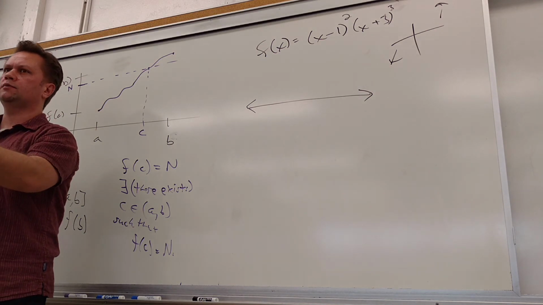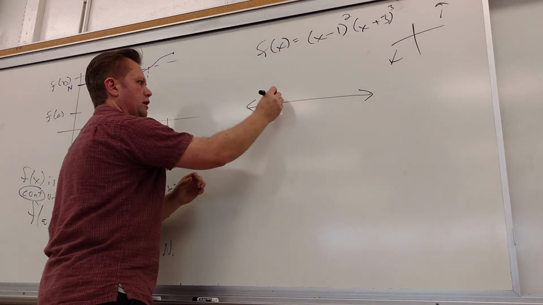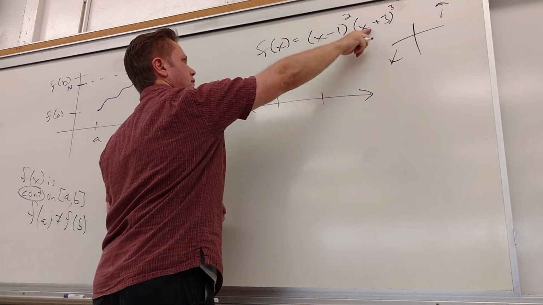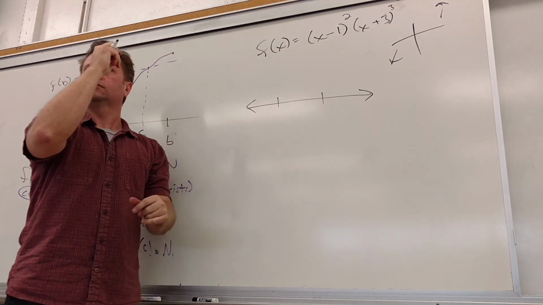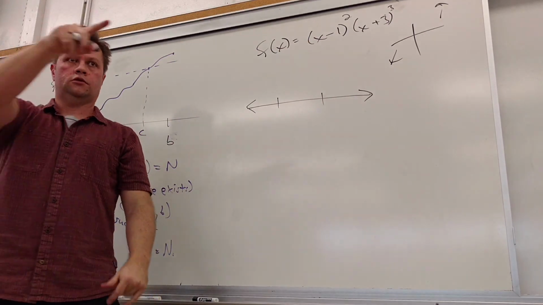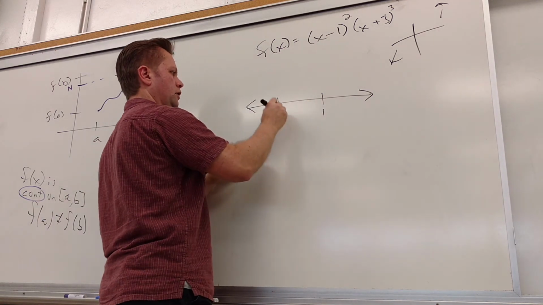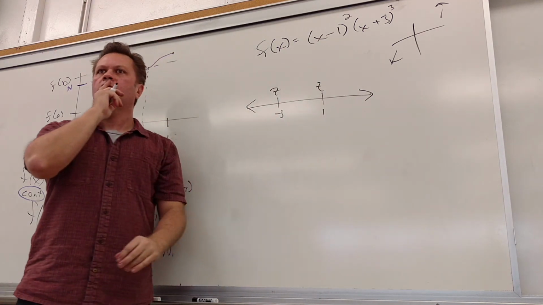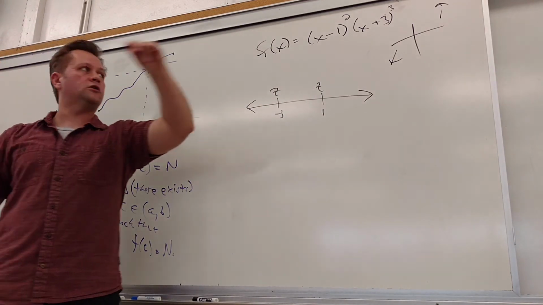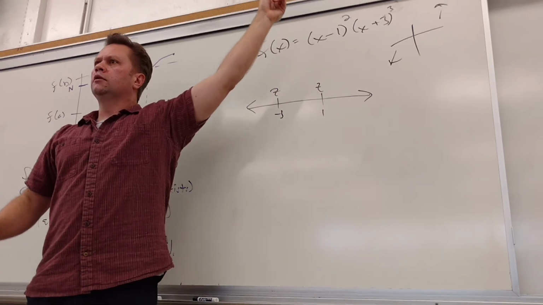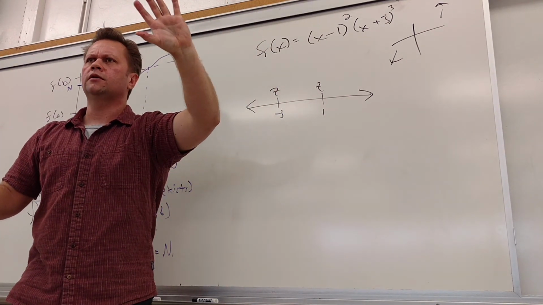I don't know if you did this, maybe, but you should have. Didn't you plug in here? What are the important points about this? Where it is 0. So 1 and negative 3. Those are where it's 0, right? And then did you plug stuff in to investigate it? And maybe you talked about multiplicity. Did you ever talk about multiplicity?